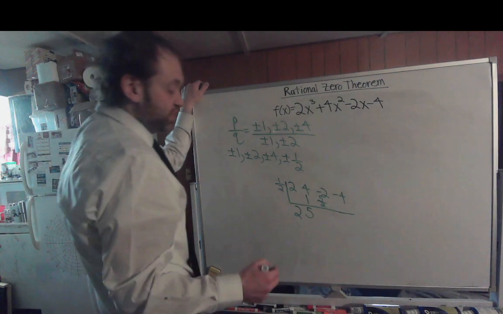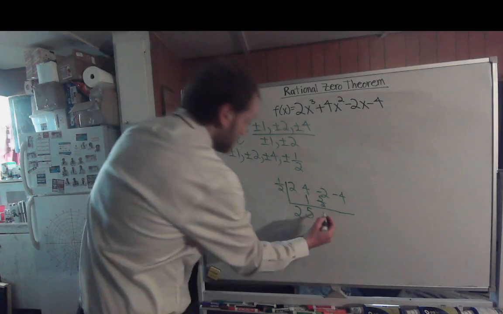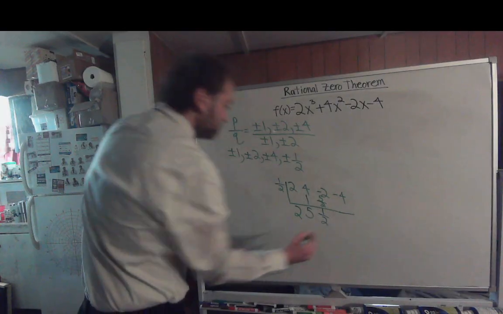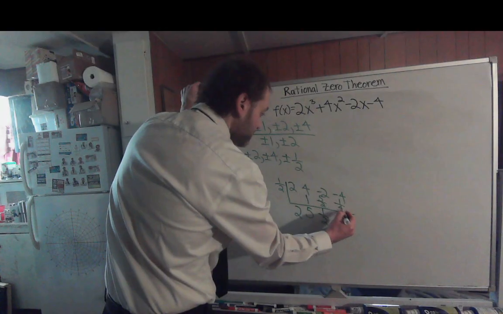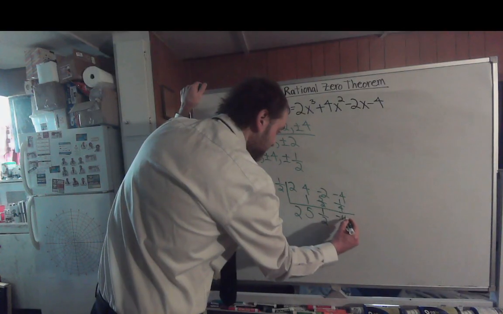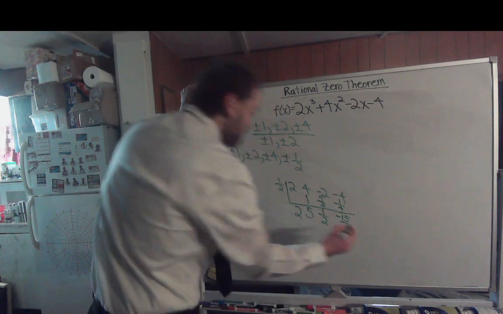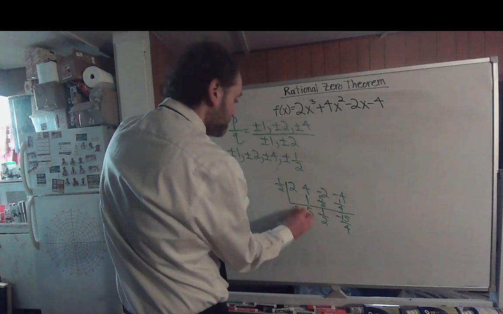So negative 2 is negative 4/2. Plus 5/2 is positive 1/2. 1/2 times 1/2 is 1/4. So that'd be negative 16/4 plus 1/4. That'd be negative 15/4 as a remainder. So positive 1/2 definitely is not a viable factor.